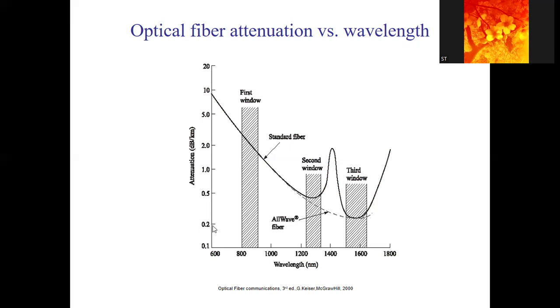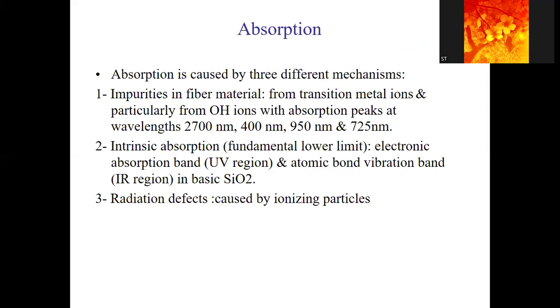So this is the graph, but why? What is the reason behind this attenuation? Why is the attenuation caused? We can say absorption is one of the main causes of the attenuation. So what is absorption? Absorption is basically caused by three different mechanisms. First one is impurity in the fiber material. Second one is intrinsic absorption as well as extrinsic absorption. And the third one is the radiation defect.